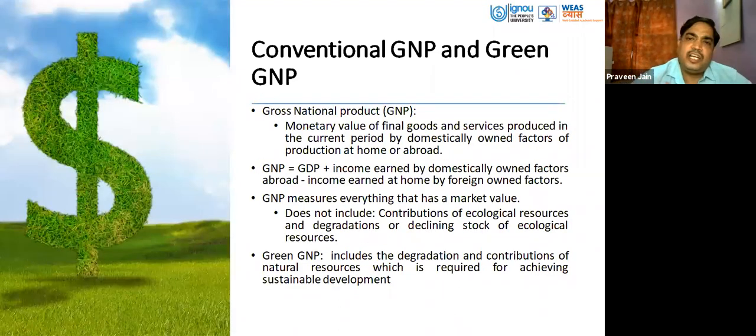So, another aspect when we measure the national economy, after GDP, the other indicator is the gross national product. It is a monetary value of the final goods and services produced in the current period or current year by domestically owned factors of production at home and/or abroad.